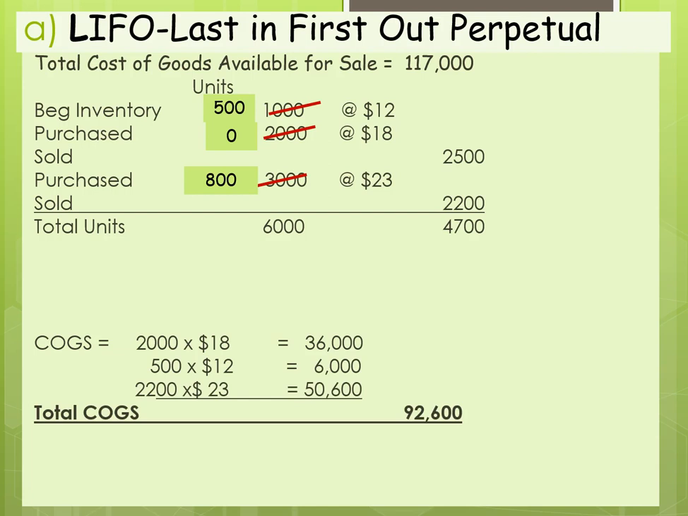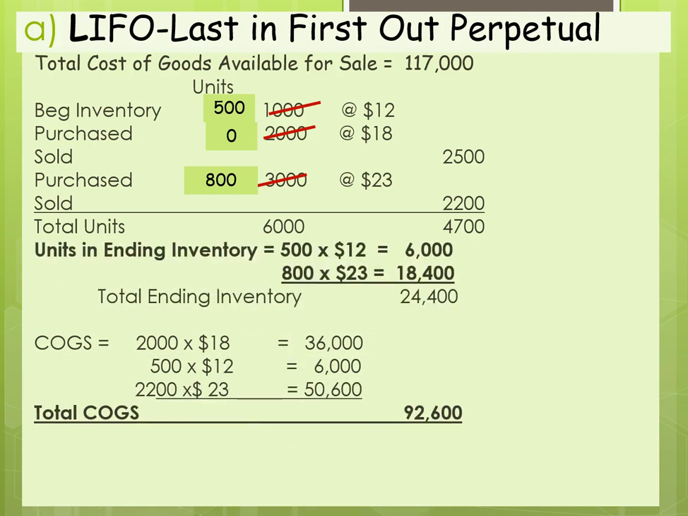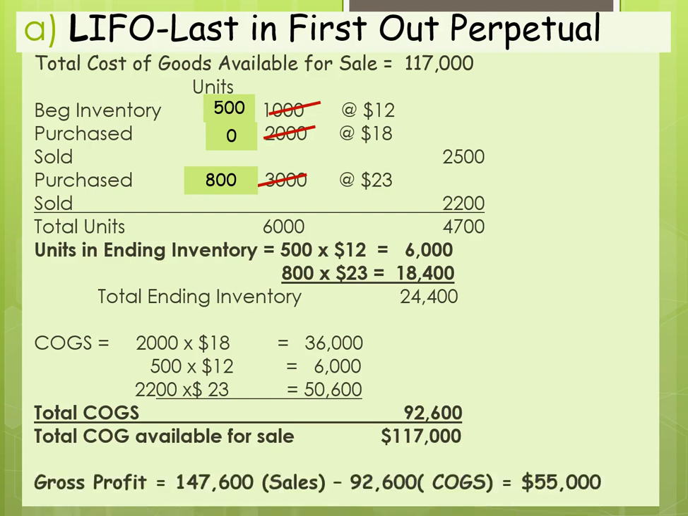And now we have our cost of goods sold. Our ending inventory is going to be 500 times 12 and 800 times 23. That equals our 117. And now we have a new cost of goods sold, a new gross profit. Now, if you notice, it's lower under LIFO.